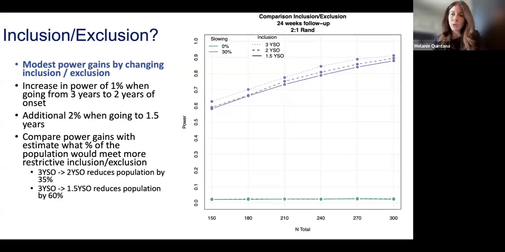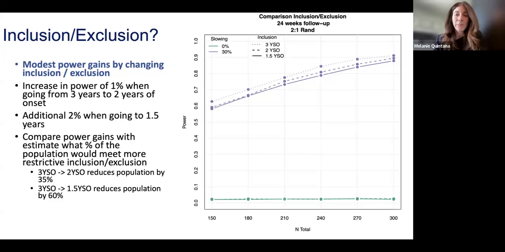And then that comes with the trade-off of limiting the population and the generalizability of the results. So we can also provide numbers such as, when we go from a trial that looks at those within 3 years of onset to those within 1.5 years, that's going to reduce our population by about 60%. And so that's an important number to understand as well.